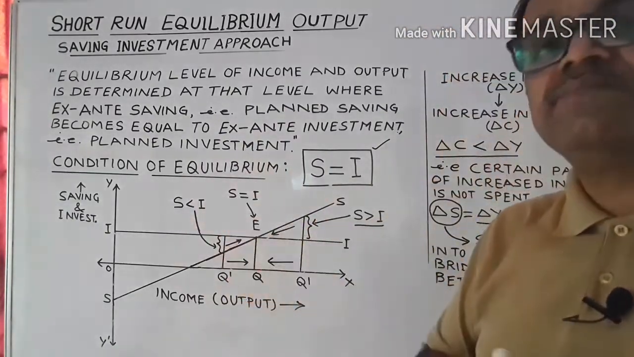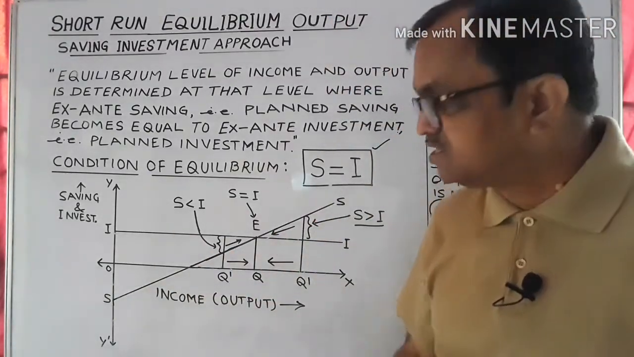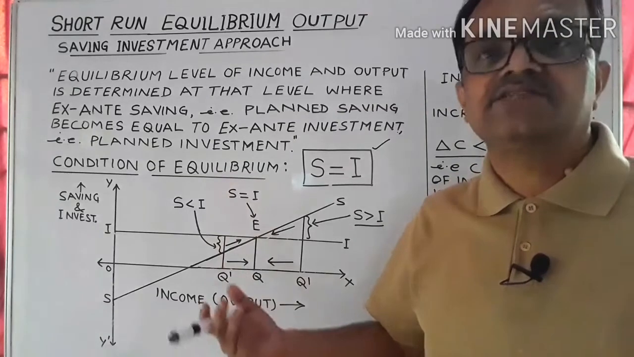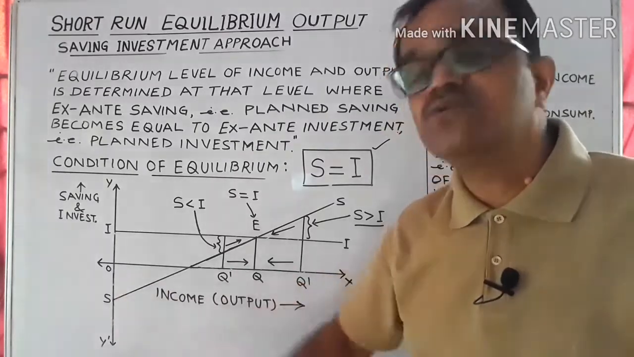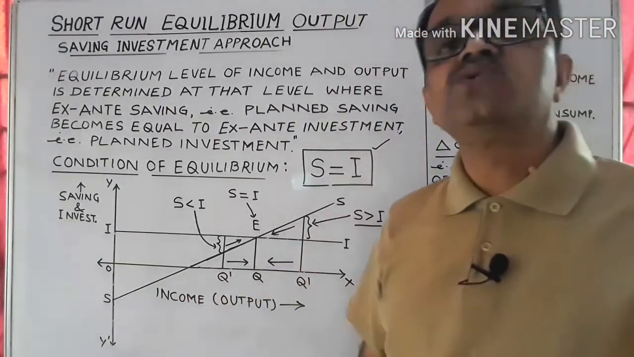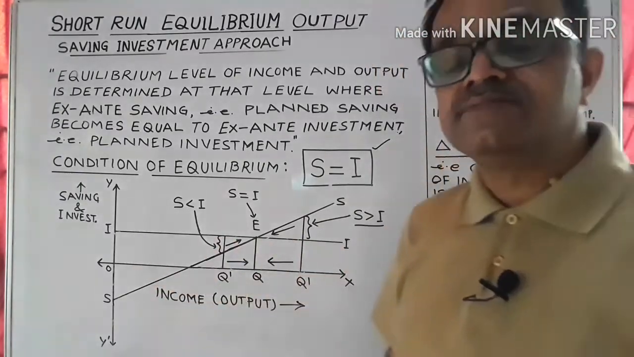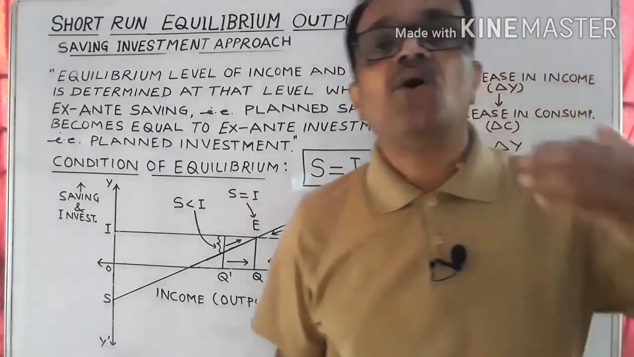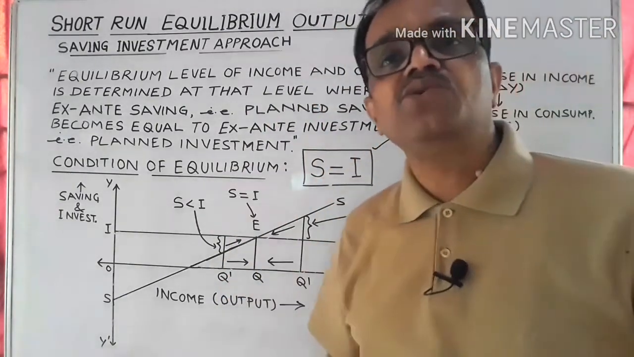Let's explain with the help of this figure that is just shown here. SS is the saving function curve, starting from a point on the y-axis just below the origin. It simply states that at Y equal to 0, if income is 0, saving is negative, and as income grows, saving also goes on increasing, and that's why it is an upward sloping curve. II is the investment curve, which is a simple horizontal line parallel to the x-axis, taken to be of autonomous nature. And these two curves intersect at this point E, which is the point of equilibrium.